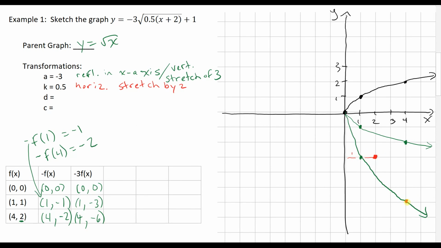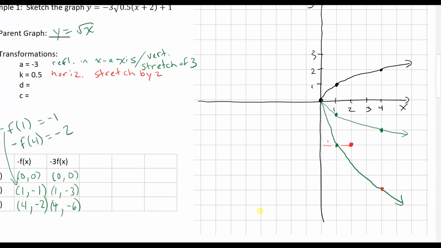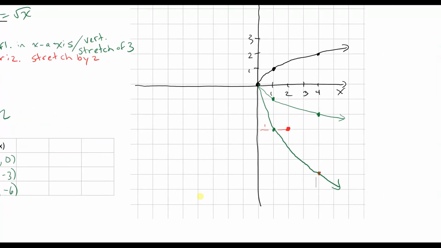This point, I'm going to run out of space on. Maybe I'll just zoom over here. How far was this away from the y-axis? It was 1, 2, 3, 4. So now it's going to be 8. 1, 2, 3, 4. Approximately right there.